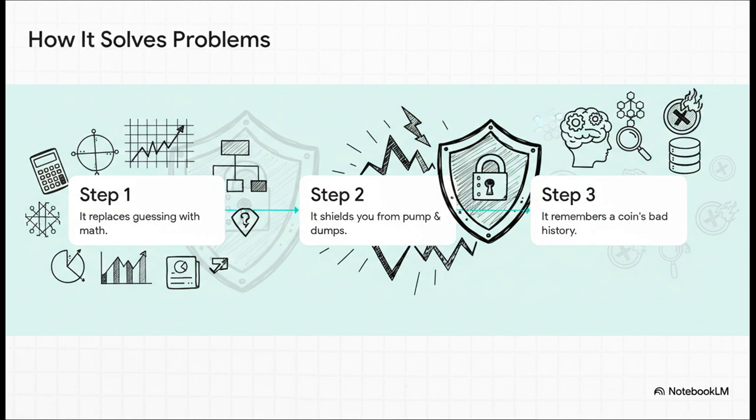So how does it actually do this? Well, it basically tackles the three biggest reasons people fail, head on. First, it completely replaces your emotional guesses with cold, hard math. Second, it gives you a shield against those super dangerous market moves. And third, it has a memory, so you don't get tricked by the same garbage coin twice.